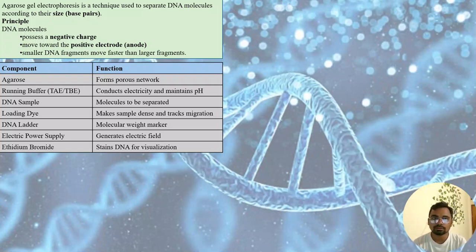Okay, and the electrical power supply is also an essential part of this process. With it we create the positive anode and the negative cathode in the electrical circuit, so electrical power is supplied throughout the electrophoresis process. Then there is ethidium bromide, which is added as a stain during gel casting. We are discussing all these things.